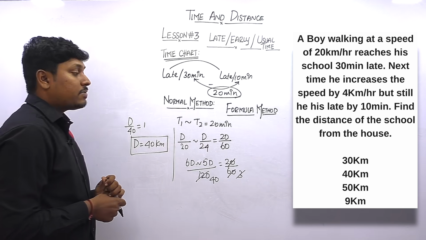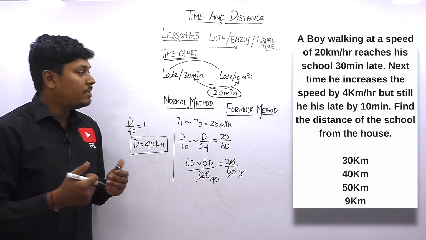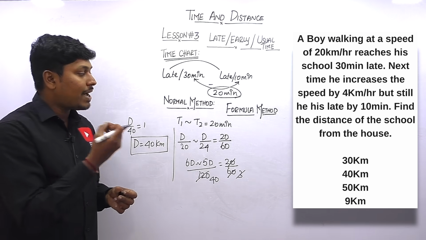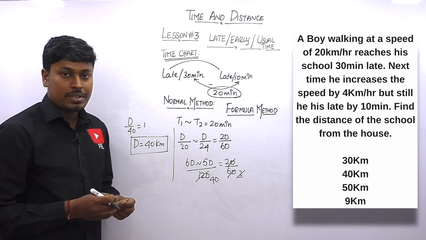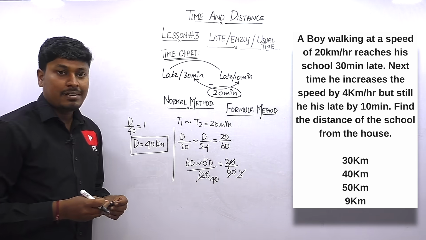So finally, the answer for this question number 5, the distance is 40 kilometer, right? Got it, friends? In all the previous questions it was late and early or early and late, so we added, but in this case it is late and late, so we need to subtract both the timings. Similarly, if it is early and early, again you need to subtract the timings.